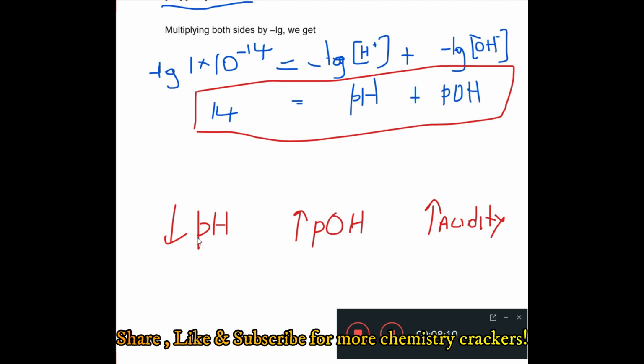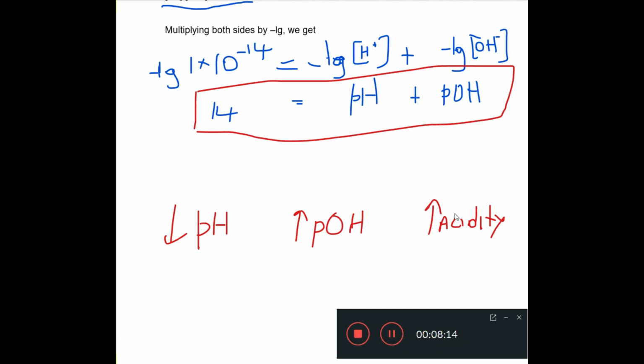So from this we can see the lower the pH, the higher the pOH, and the higher the acidity of the substance. And vice versa is correct as well. The higher the pH, the lower the pOH, and the higher the alkalinity.